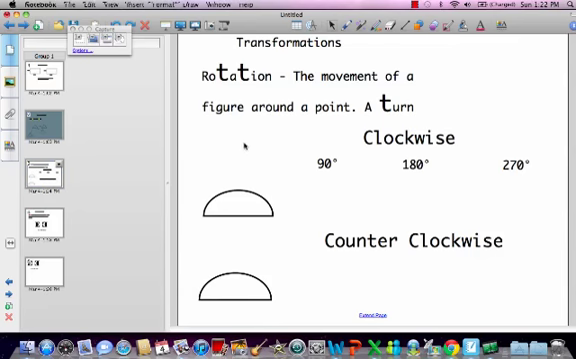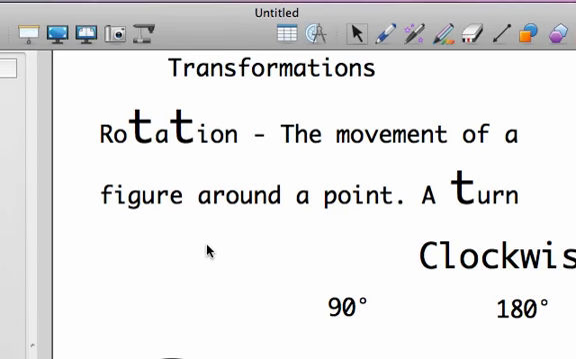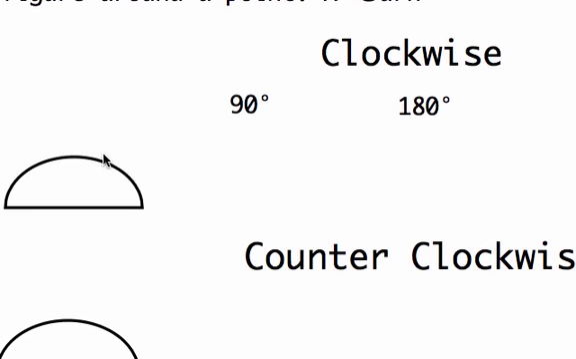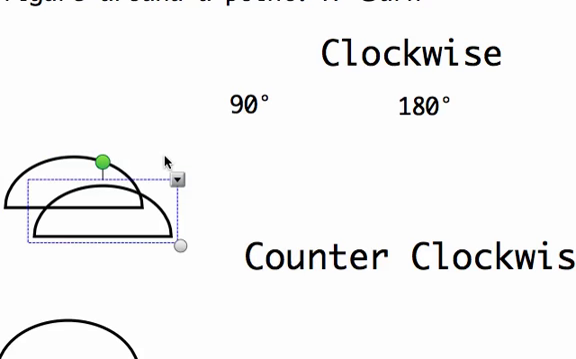The next transformation, the next example of a figure that moves without changing its shape or size, is a rotation. You can see I made the T's really big in rotation. That is a movement of a figure around a point, or more simply, a turn, and that's why I made those T's big. So if we had this little half circle here, I'm going to make a couple of these.